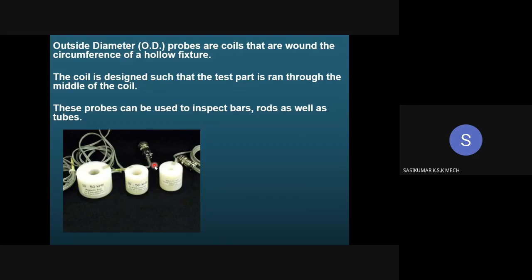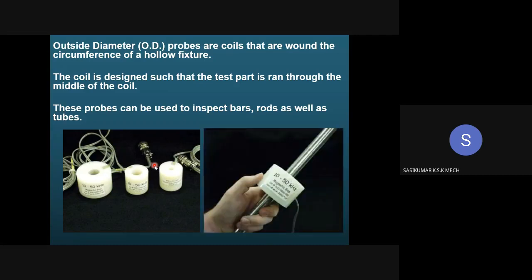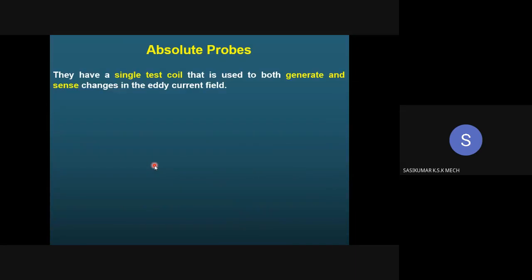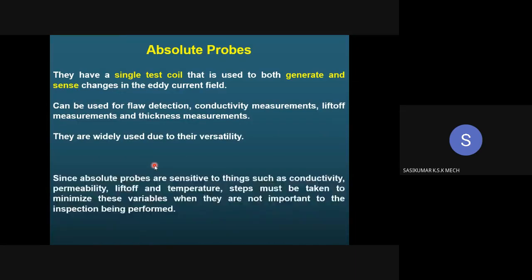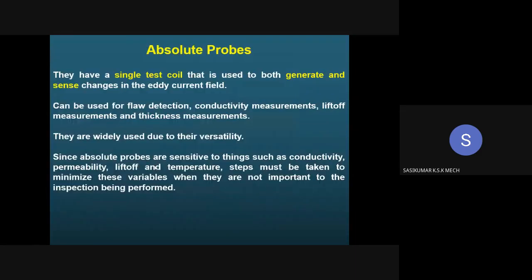So the probe will carry the information of that characteristics. So the next case is the absolute probe. They have a single test coil, which is used to both generate and sense changes in the eddy current field. So it can be used for flaw detection, conductivity measurements, lift-off measurements, and thickness measurements.